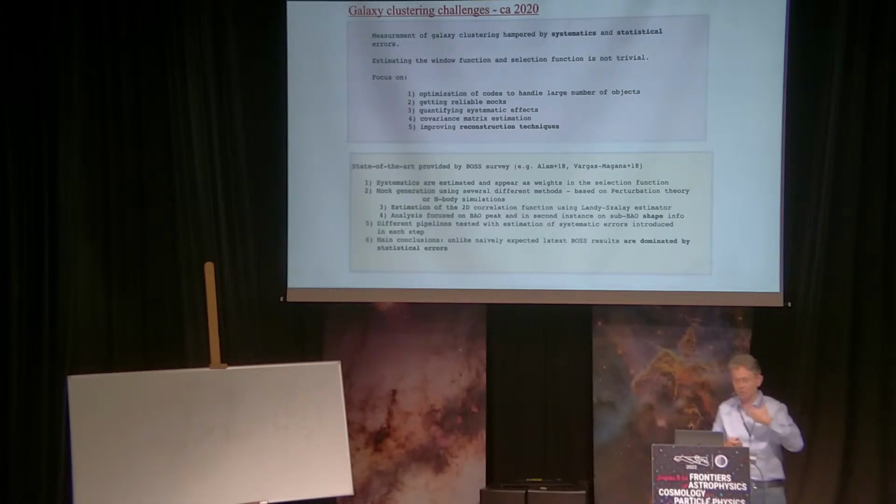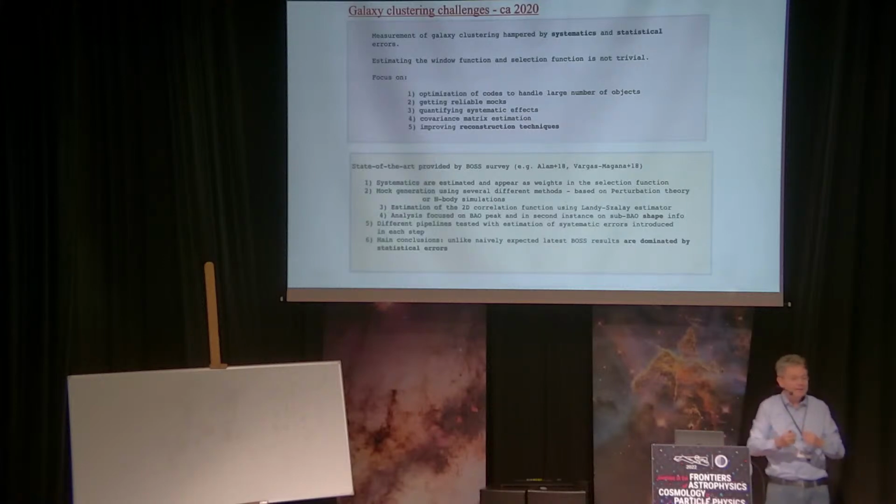Which can be seeing, dust, things like this. They are all encoded in a random catalog which samples the window function, right? That's a bit the idea. It's a bit complicated. So the window function and selection function are the most important quantities to extract this information. At the end, the computation of the correlation function itself is easy.